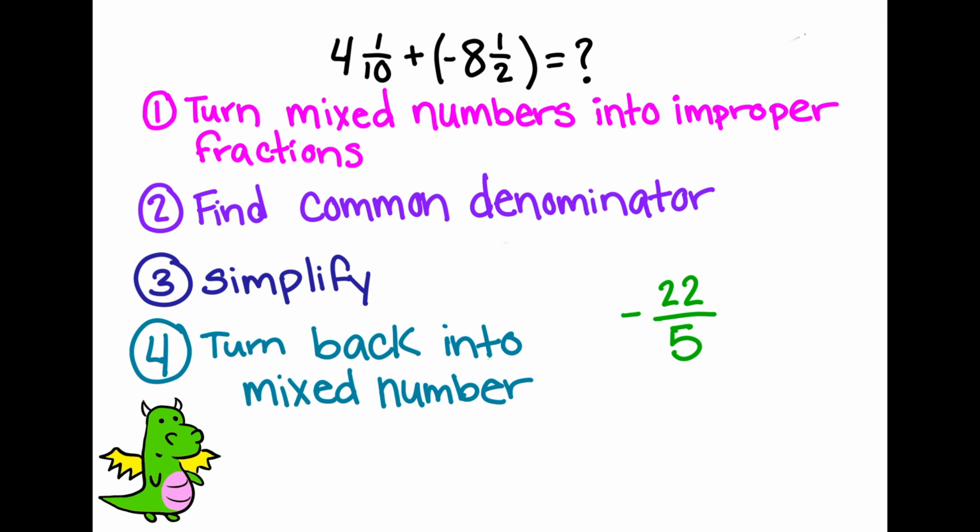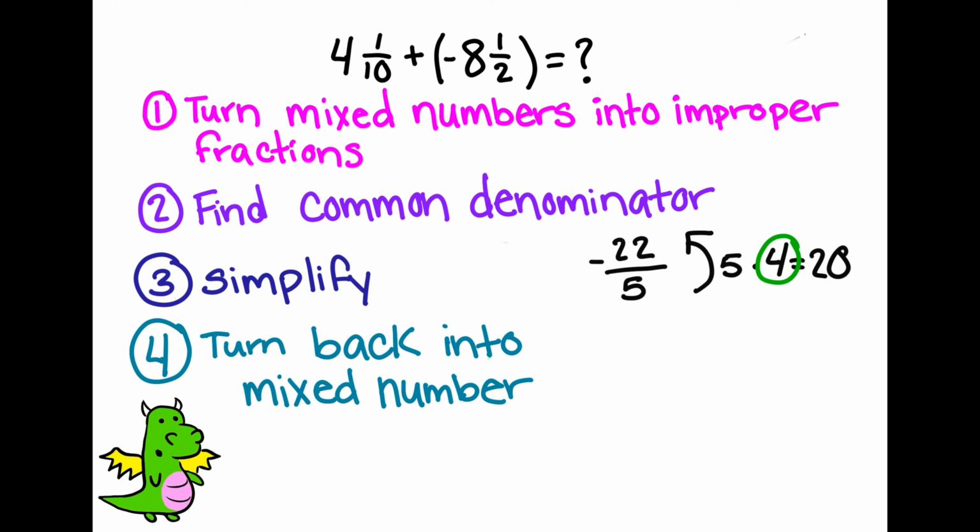Last step, you may be asked to turn this back into a mixed number. I know, after we did all that work to make it an improper fraction. Good news, it's not too bad. All you do is find how many times the denominator goes into the numerator without going over. For 5 times 4 is 20, and 5 times 5 is 25, which goes past 22, so we will use 4. You can take the 4 out here.